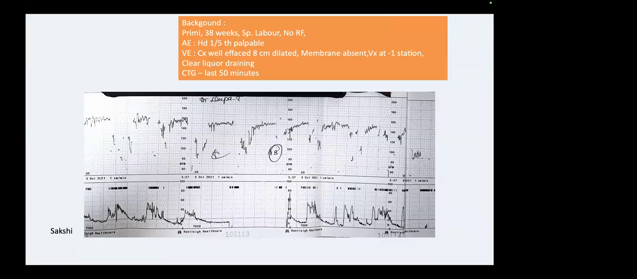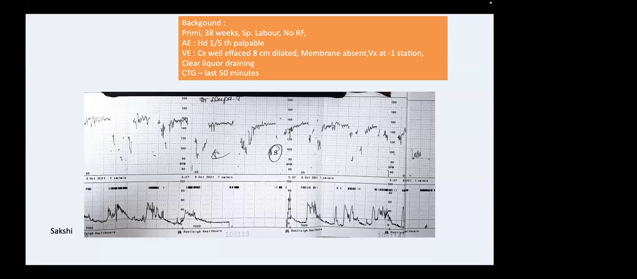Cervix well effaced, 8 centimeters dilated, ma'am. Membranes absent and vertex at -1 station. Clear liquor draining. This is the CTG for the last 50 minutes, ma'am. According to Dr. C. Bravido, ma'am, no defined risk is there.